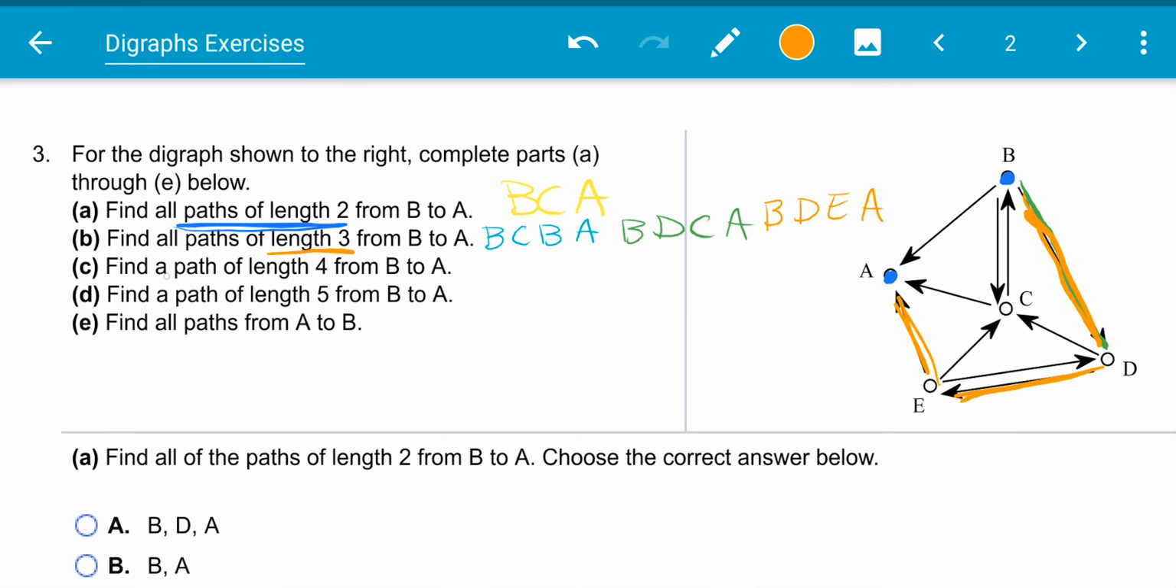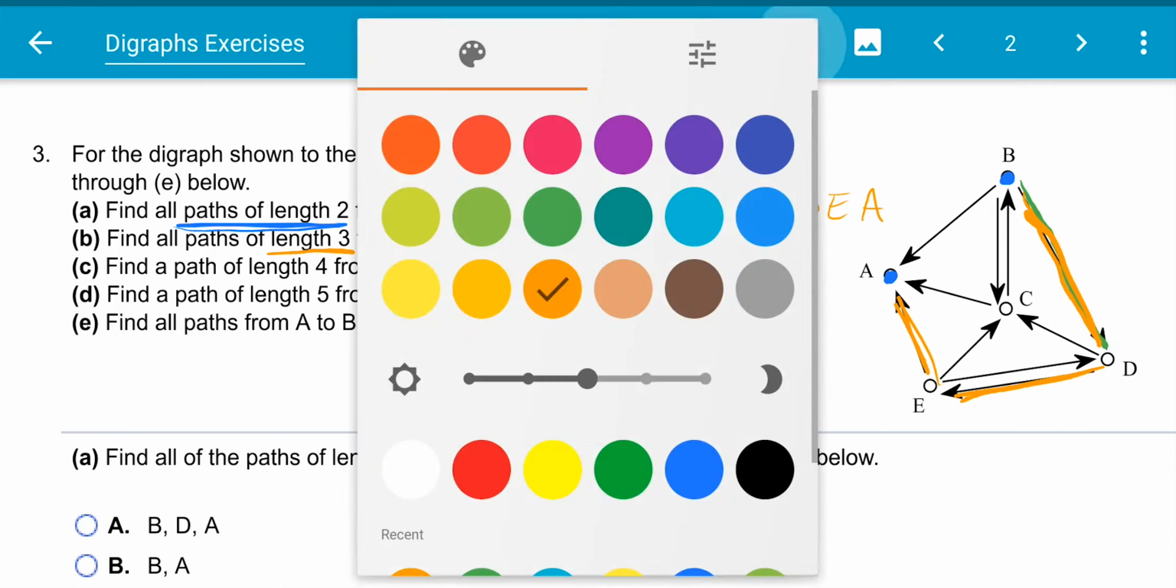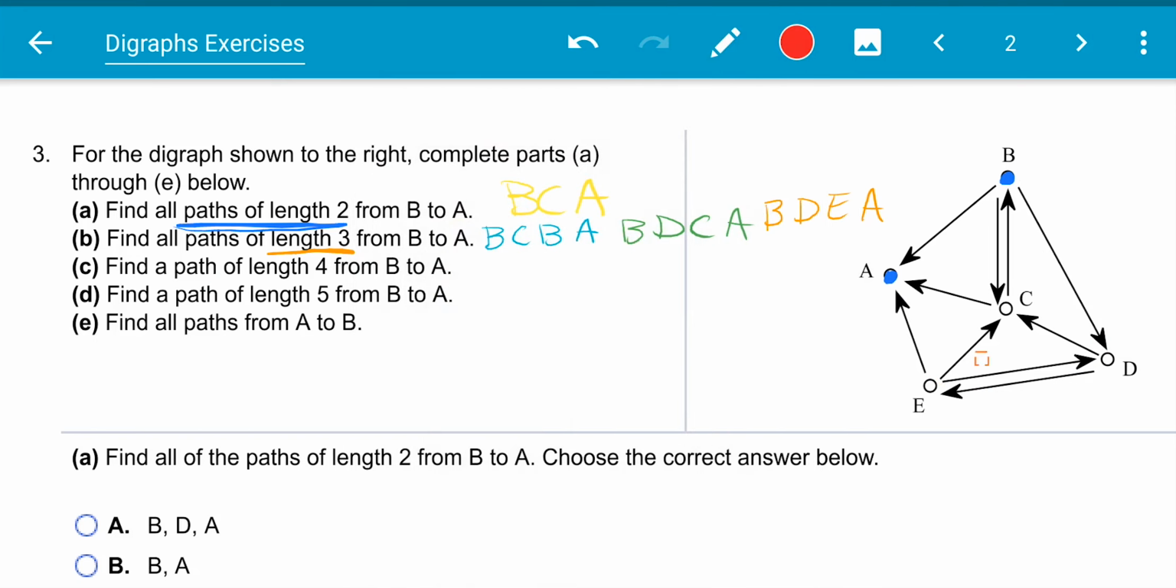So find a path length of 4 from B to A. We're not caring to find all of them, let's just find one of them from B to A. So we need to go from B to A in 4 edges. We could do 1, 2, 3, 4. So this would be B, D, E, C, A.